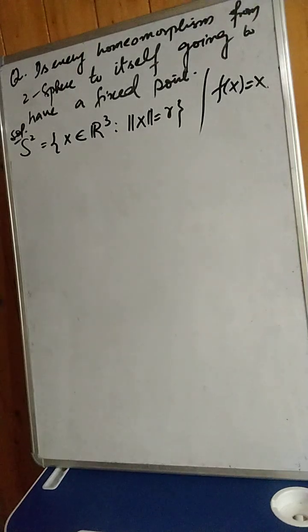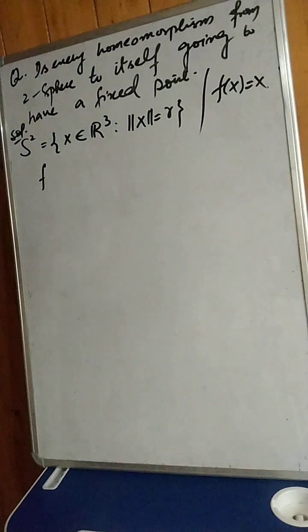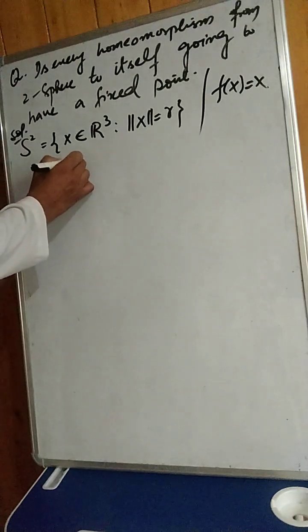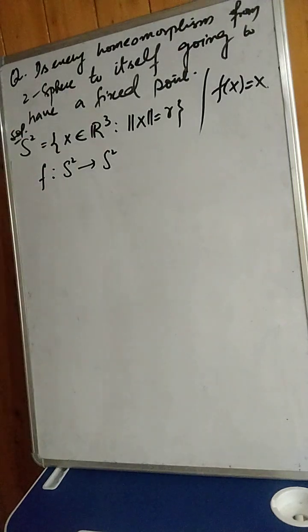And my question is: suppose that f is a homeomorphism from S2 to S2, does it always have a fixed point? If this is a homeomorphism, is it going to have a fixed point? Fixed point means this.